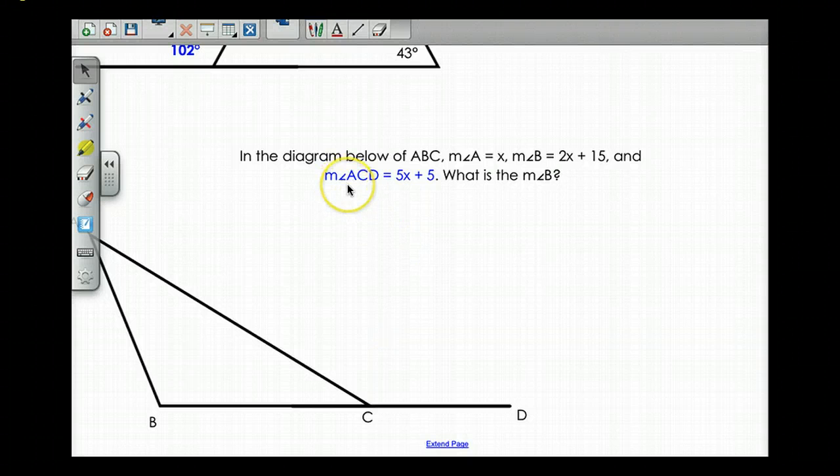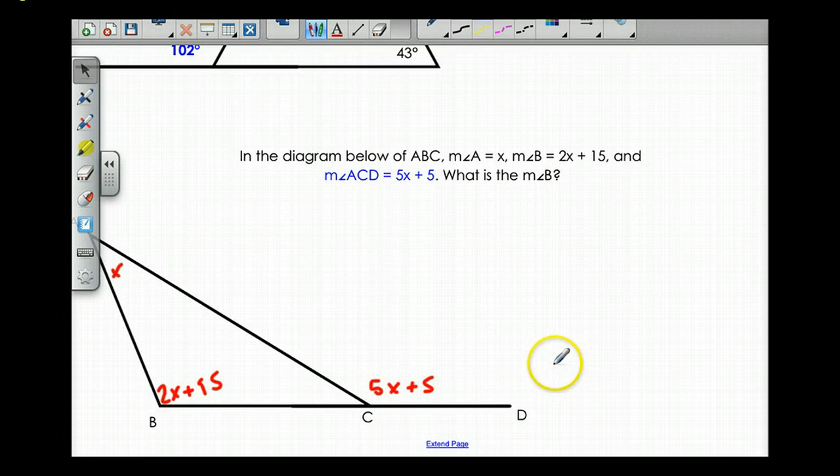Okay, finally, in the diagram below, in triangle ABC, we know the measure of angle A is x, so let's fill that in. The measure of angle B is 2x plus 15. And the measure of angle C is 5x plus 5. I want to find out the measure of angle B, and to do that, I'm probably going to have to find out what x is.